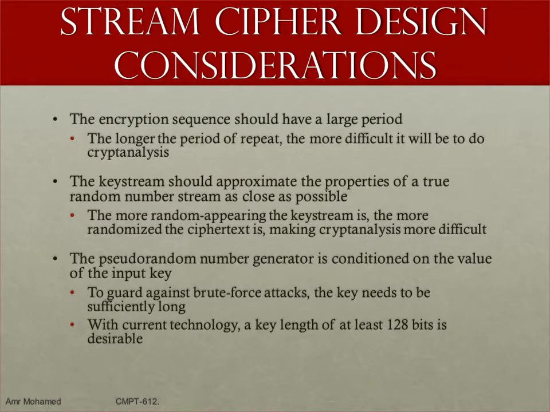So now the encryption sequence should have a large period. The period of repeat, the bigger or the longer this random sequence is generated, the more difficult it is to break it. And the key stream should approximate the properties of true randomness and also unpredictability. So if we take a long stream sequence, let's say a long stream sequence of ASCII characters.